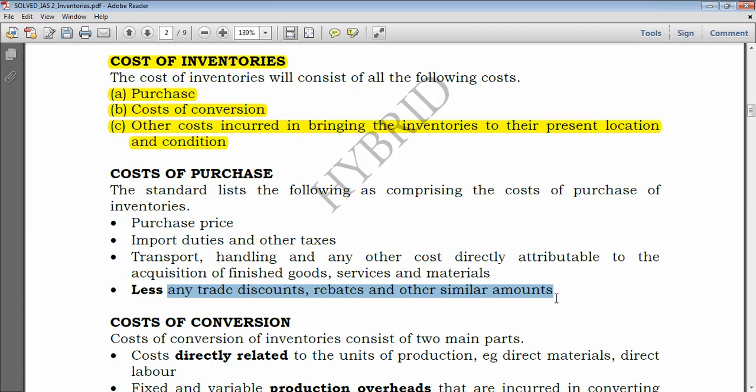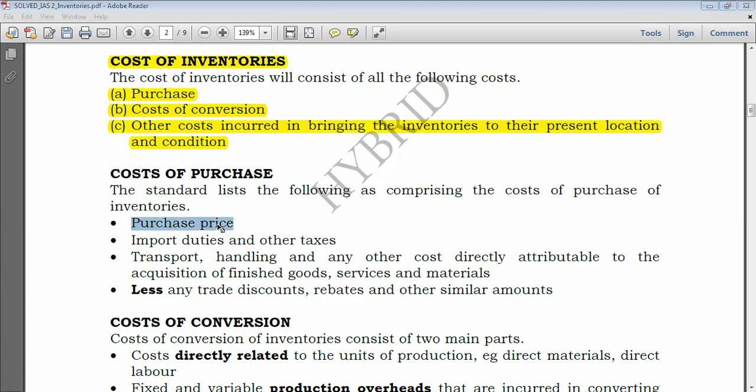Yeah. Right. So after purchase price, you could have import duties and other taxes. Would you mind repeating the trade discounts again? Like how important is it from the exam purposes? No, don't worry. The trade discount in the books is not important because it is usually not shown. But when is it important?